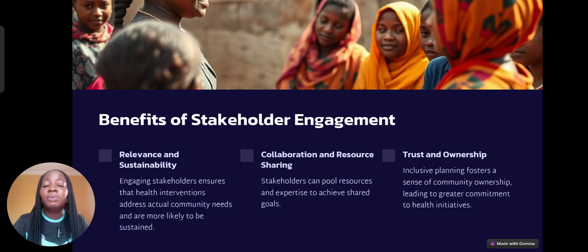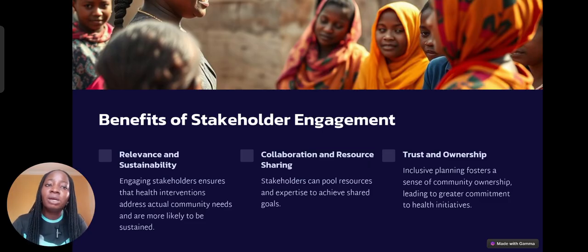So what are the benefits of stakeholder engagement? Number one, relevance and sustainability. Engaging stakeholders ensures that each health intervention brought to address the community needs will be well implemented because each has a role to play and is more likely to be sustained over a long period of time.